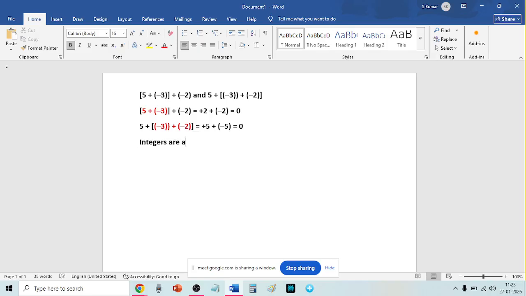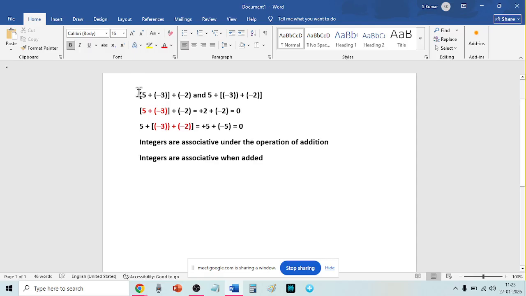Integers are associative under addition. Under the operation of addition. Actually, the correct term should be under the operation of addition. Or if you want short, you can write for addition or you can write when added. Integers are associative when added. That also you can write. So under the operation of addition, integers are associative. So it can also be plus and minus sign.